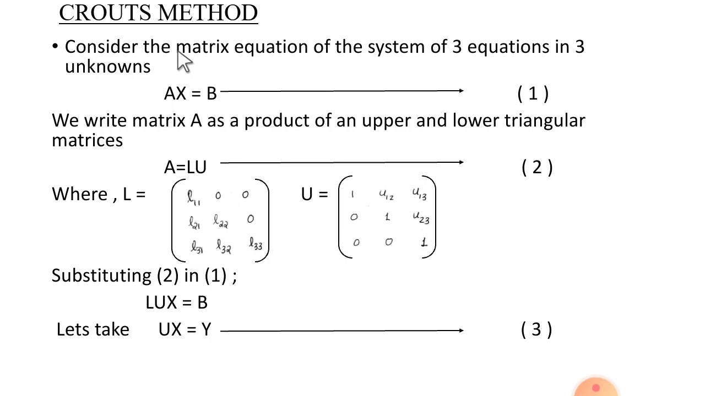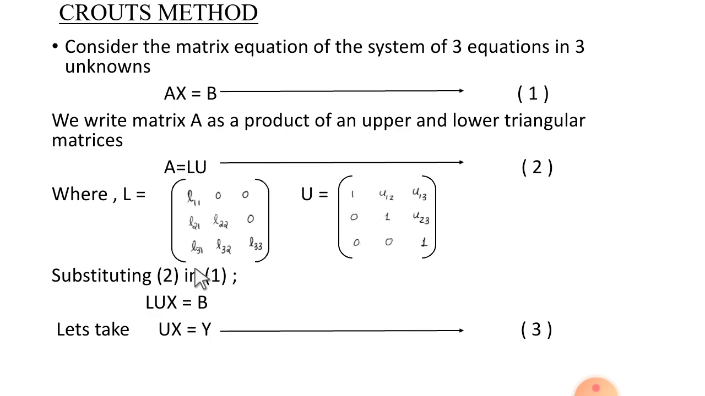So how to solve Crout's method? First of all, you have to consider the matrix equation of the system of three equations in three unknowns. So consider the matrix equation Ax equal to B. Then we can write the matrix A as a product of two matrices, that is, an upper triangular matrix and a lower triangular matrix. So here the matrix L is given and matrix U is given.